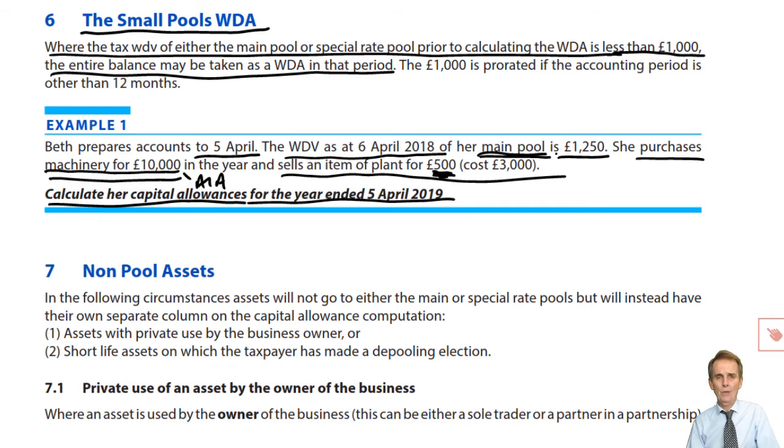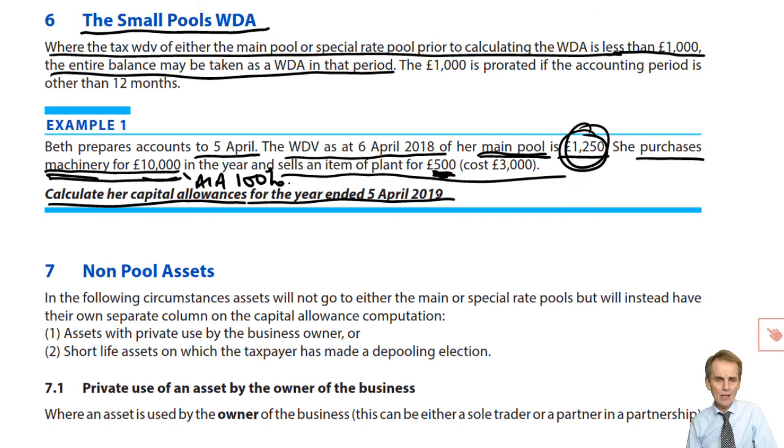What goes where? First thing to do, pick up your opening tax written down value on your main pool. First exercise done. Secondly, list out any additions that rank for AIA. Machinery, £10,000. And on that, you will claim your AIA of 100%. That's a £10,000 AIA and nothing to go into the main pool. So the main pool is still £1,250. We then deal with disposals.